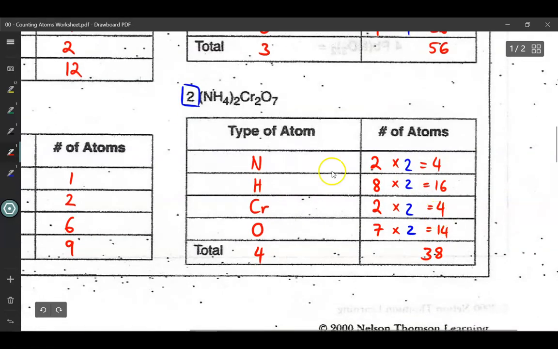Finally down here, exact same thing. There are 4 types of atoms, nitrogen, hydrogen, chromium, oxygen. Then I calculate it by itself, how many of each type there were. Since I'm making 2 of these compounds altogether, multiply everything by 2, get these final values as well.